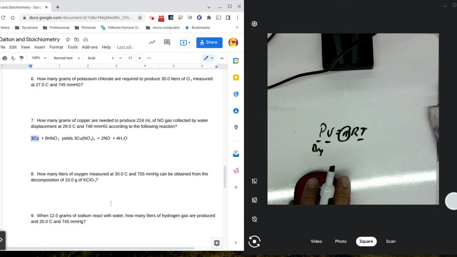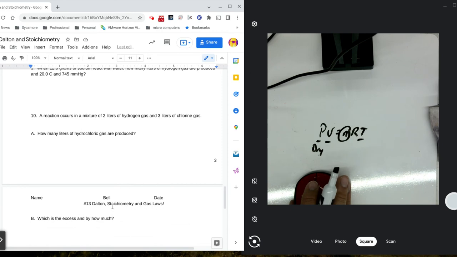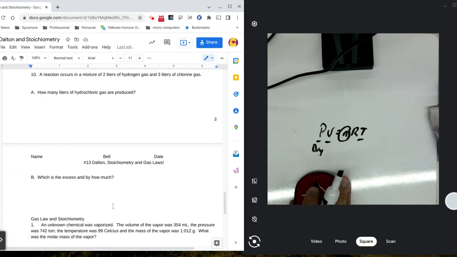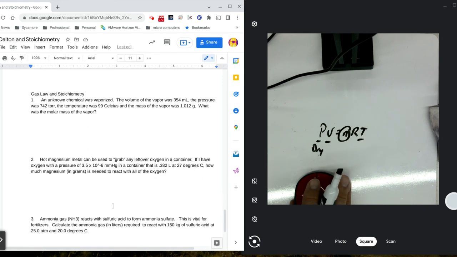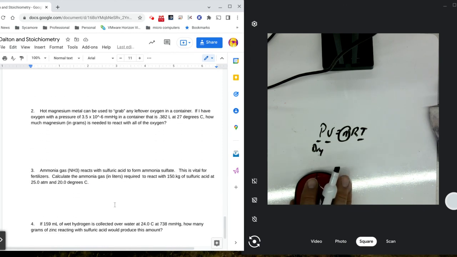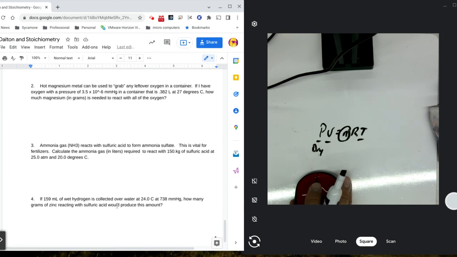Most of these follow that same process. And then we get into stoichiometry down here a bit more. We'll spend a lot of time working on these problems. I hope this helps. This is just a little tutorial to get you thinking.